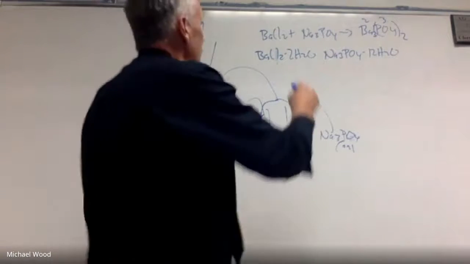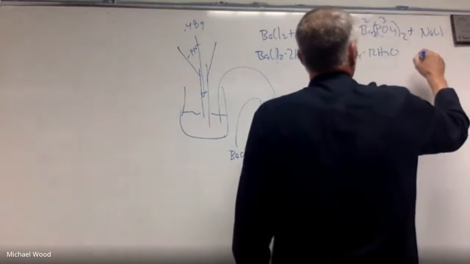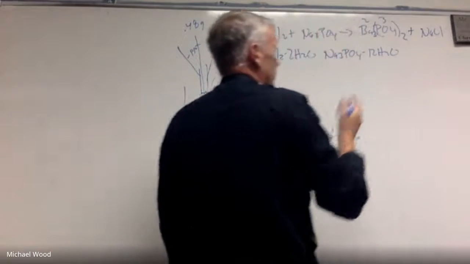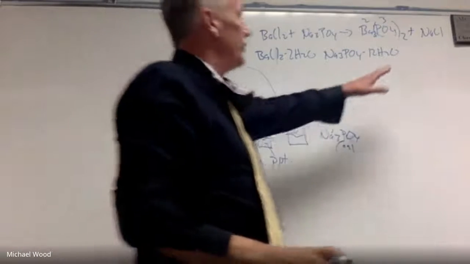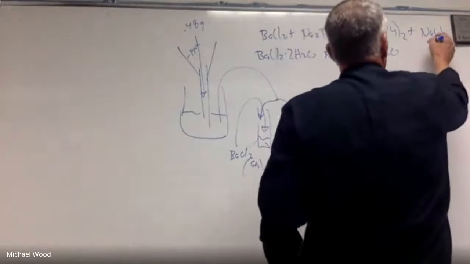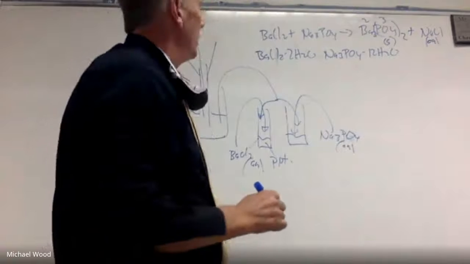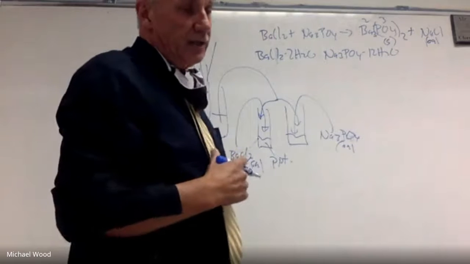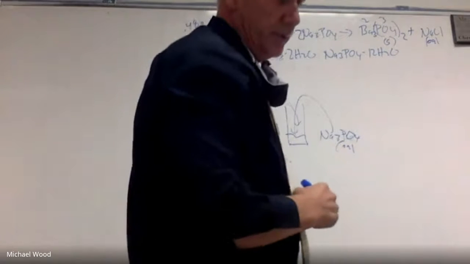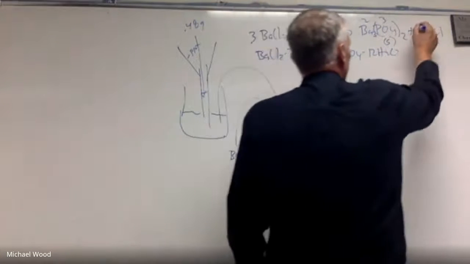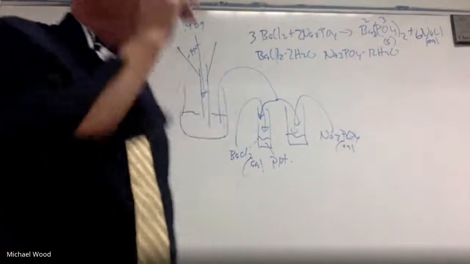And then I'm going to do the inners, and I'll get off NaCl. We know from the solubility rules that this is going to be aqueous. So this is the solid. We know that. And then if I go back and balance this equation, what I'm going to get is a 3 and a 2 and a 6. Okay, and this is exactly the same equation you're going to have in the lab.